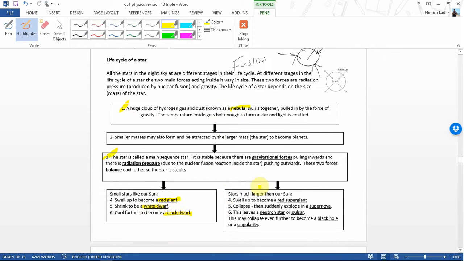If they're much larger, there's much more fusion that takes place due to much larger gravity. So after the main sequence, they end up getting red supergiant, not super red giant, but red supergiant, then supernova. Then they either become a neutron star or a pulsar, and sometimes they go even further and become a black hole, and we call that a singularity as well. So that's grade B and grade D done. The thing that affects which route it goes is the mass. Small mass stars end up like our sun, a black dwarf. Large mass stars could end up being a black hole, but definitely go supernova.